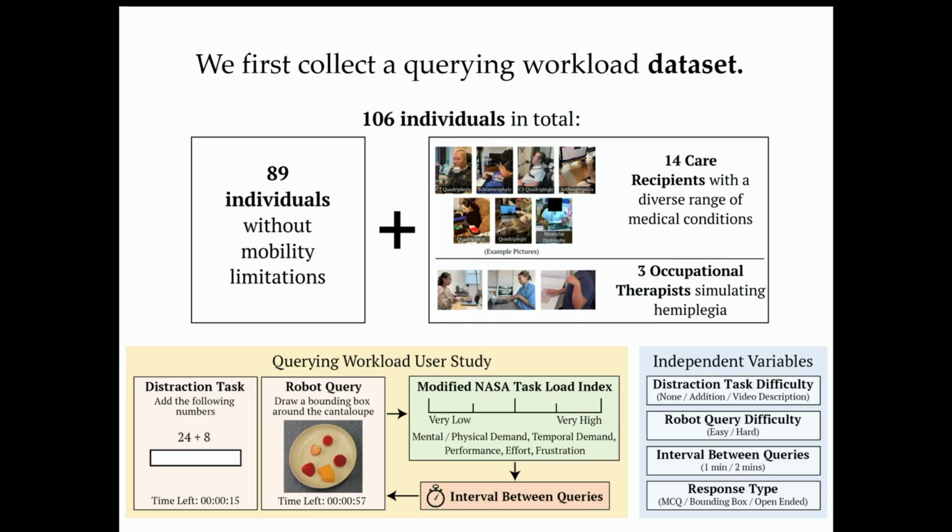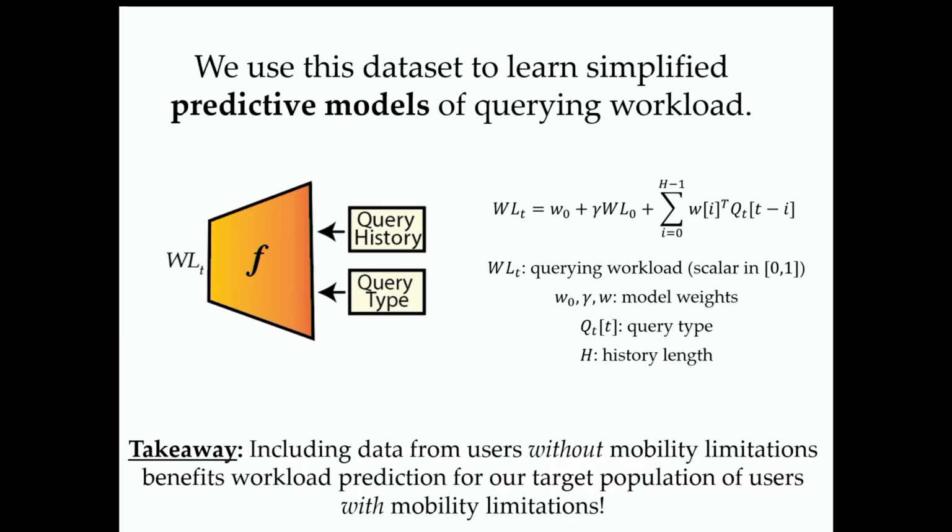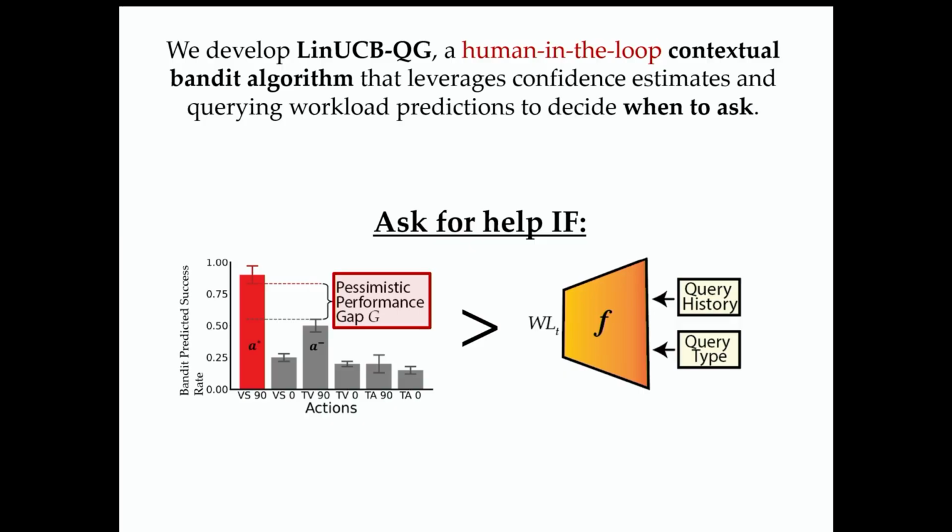We looked at all of these independent variables. We collected data with people without mobility limitations as well as with mobility limitations. And then based on that, we developed a querying workload model that can say, given the kind of query and the history of interactions, can I predict what your querying workload would be? Using that, we developed an algorithm, which we call linear upper confidence bound query gap.